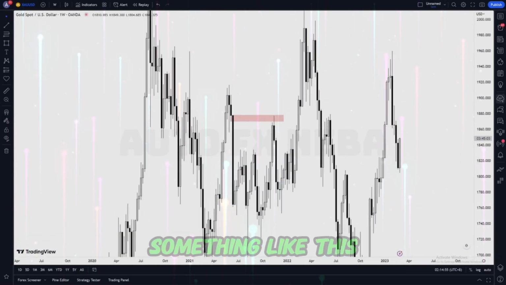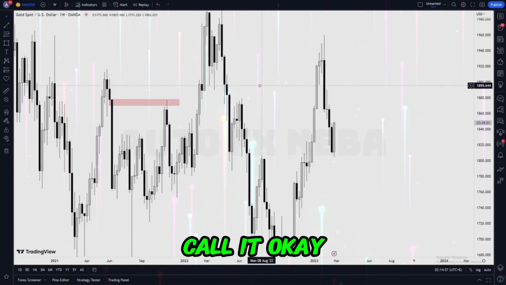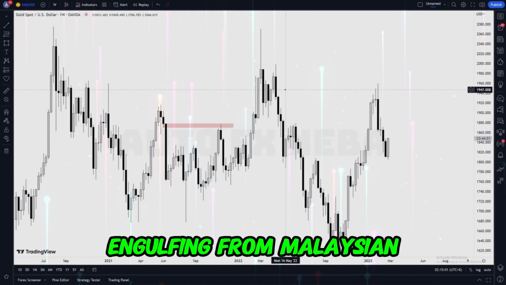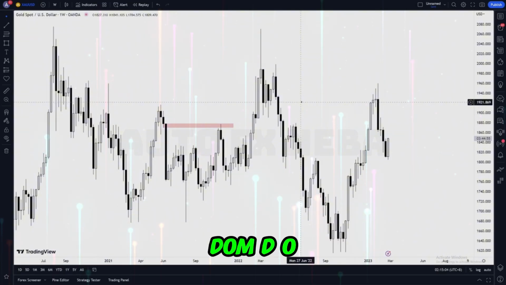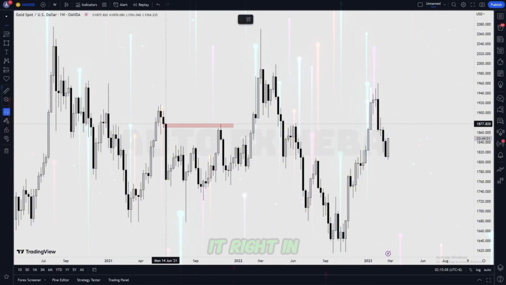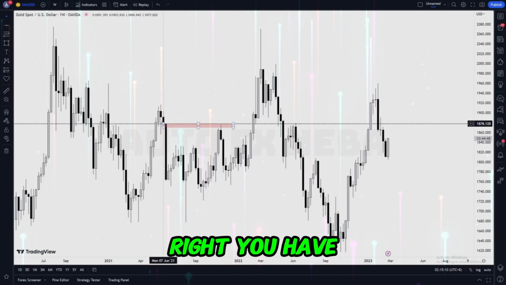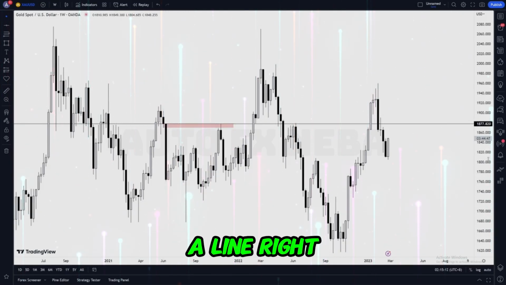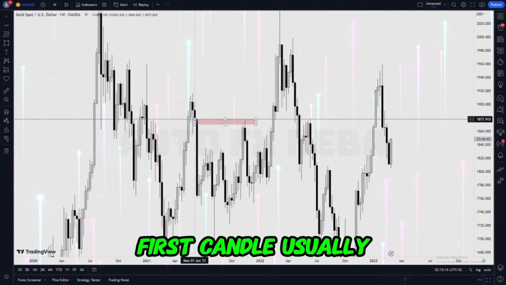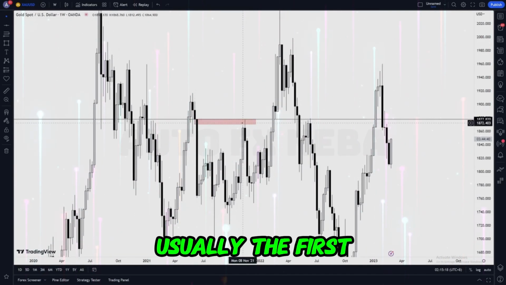See, you mark something like this, kissing candles they call it, okay? For those of you guys who learned some stuff about engulfing from Malaysian traders, you guys have learned about DOM, D-O-M, which simply means you take a line and you put it right in between. So you have your kissing candles, you have these two kissing candles, you put a line right in between them, right in between them, just like that. Usually the first candle, not the second one, but usually the first candle.